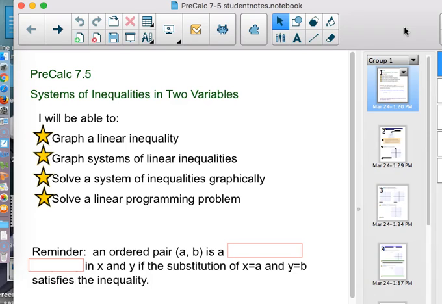Solve a system of inequalities graphically. Now notice we took out the linear. And that's because you can graph any of the shapes that you have graphed coming up to pre-calculus as an inequality. So we're going to look at graphing inequalities with parabolas and with circles, along with graphing linear inequalities. And then the big piece de resistance right there, the end, the linear programming problem.